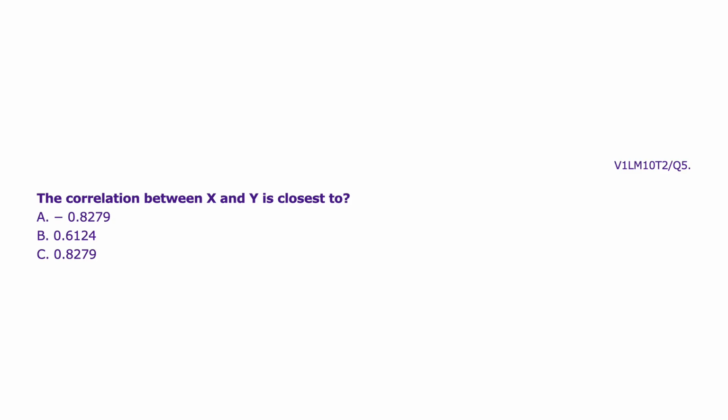The correlation between X and Y is closest to: A, negative 0.8279; B, 0.6124; C, 0.8279.